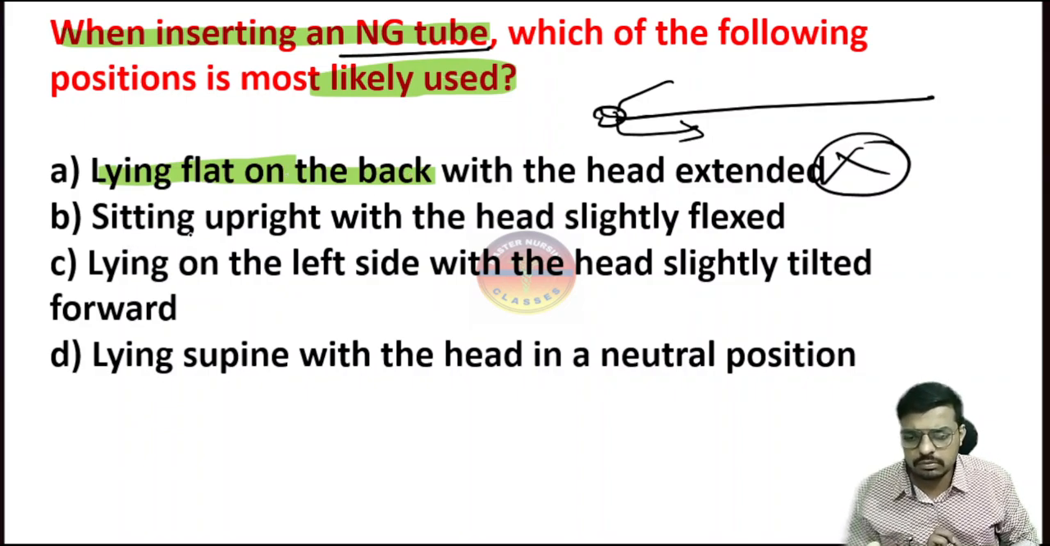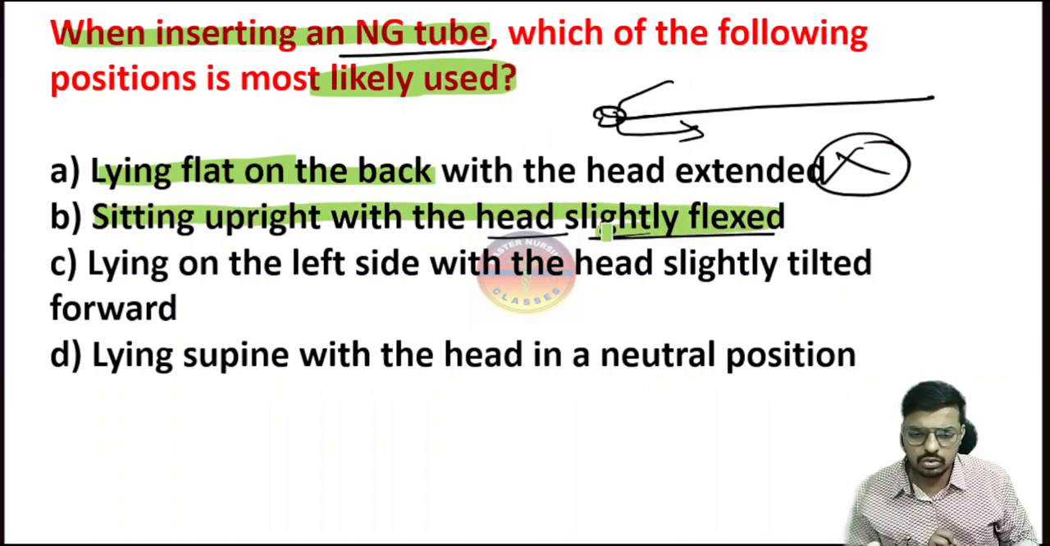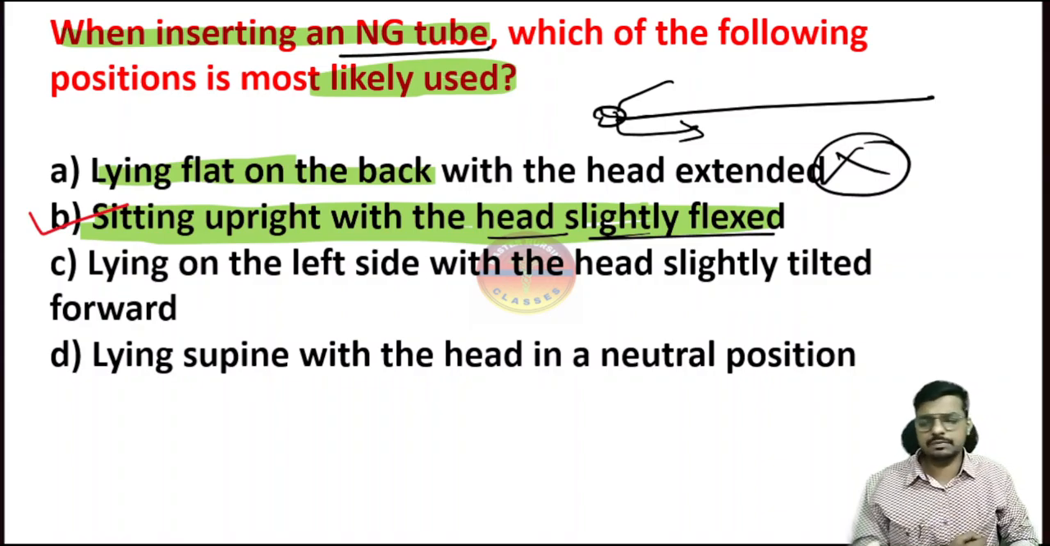Then come to option B: sitting upright with the head slightly flexed. It's the perfect position we have to give during the insertion of the nasogastric tube. Most important, this is the correct answer. Sir, why? This question came in previous exams. Why do we have to give the upright position with a slightly flexed head?